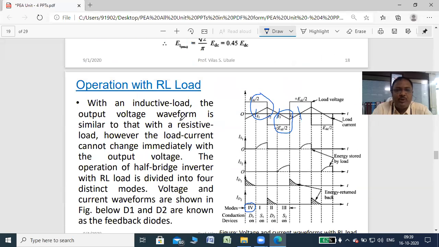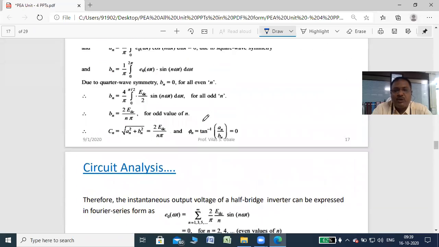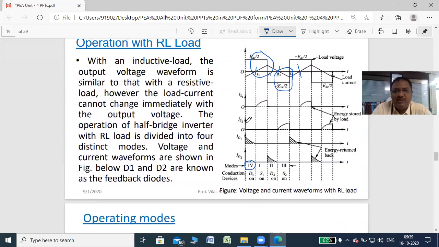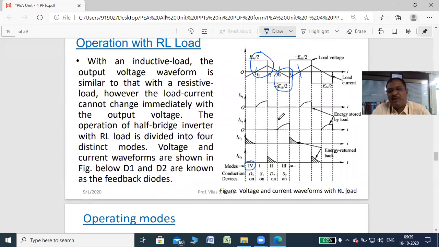So this is about the operation with RL load. A total of 4 cases are explained in this particular output waveform, but you can explain a total of 5 cases. First case, when S1 is off and S2 is off. When both switches are off, no current flows through the inductive load, right? So output voltage is also equal to 0. That is your first case. So in the examination, you can directly write case 1: when S1 is off, S2 is off, then no current flows through the load, so output voltage is equal to 0.